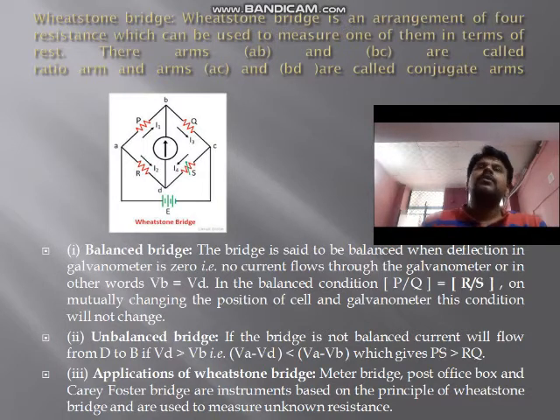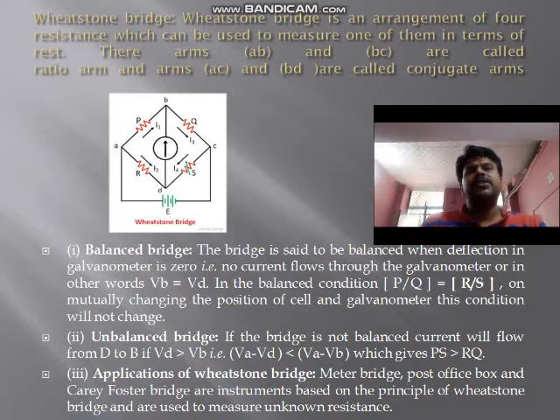The balanced bridge situation is considered when the potential at the junction B is equal to the potential at the junction D. That is, no current flows between B and D. In this case, the galvanometer connected in between B and D shows zero deflection. That is, Ig is equal to 0. In balanced situation, P by Q ratio is equal to R by S.